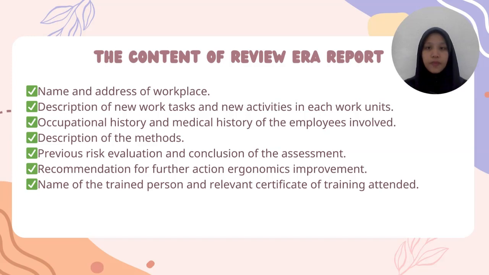The content of the review ERA report must include the name and address of the workplace, description of new work tasks and new activities in each work unit, occupational history and medical history of the employees involved, description of the method used for the assessment of ergonomic risk factors, previous risk evaluation, and conclusion of the assessment of the new risk and new activities in each work unit, and recommendation for further action for ergonomic improvement. Lastly, the name of the trained person who conducted the assessment and relevant certificates of training attended.